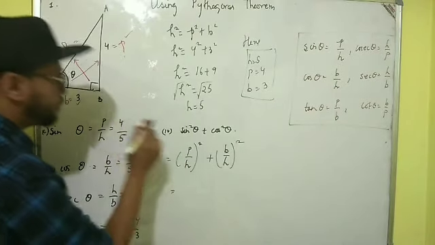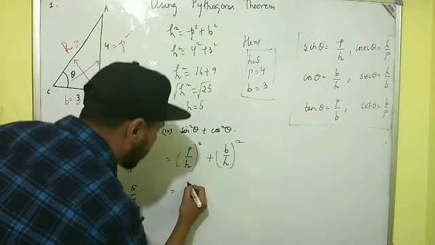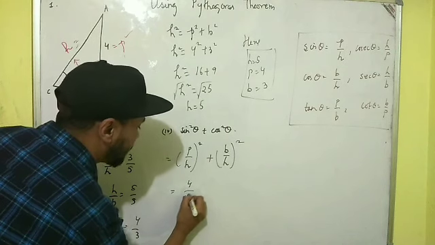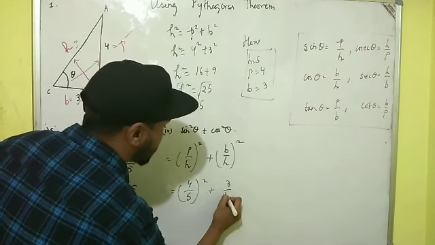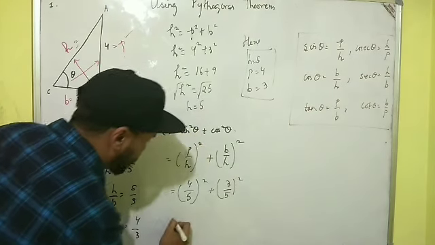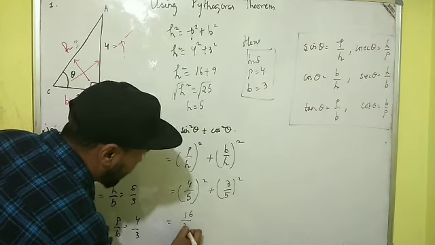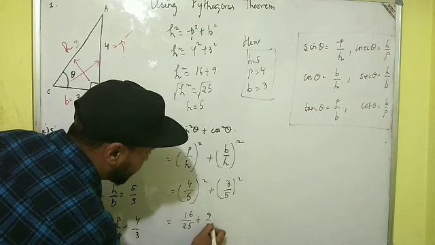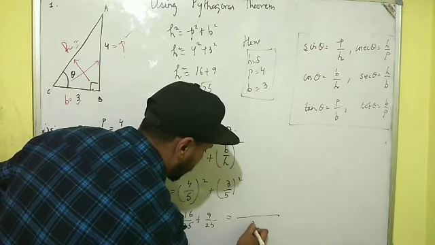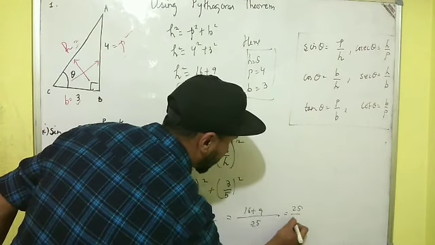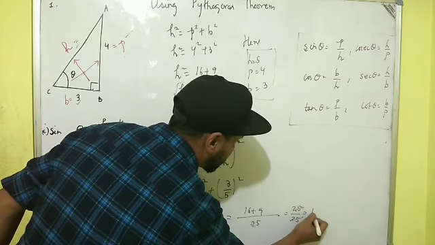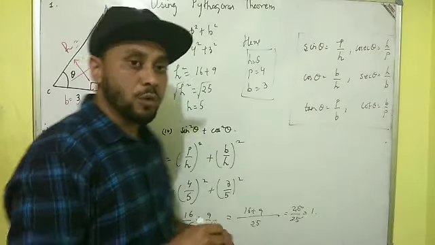Now p is your 4, h is your 5, and b is your 3. So this will be 16 by 25 plus 9 by 25. If you take the LCM, it will be 25, so 16 plus 9 is 25, divided by 25, which is 1. Alright, so this is how we solve.